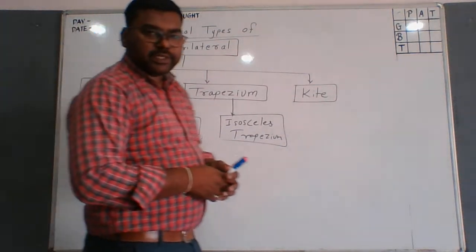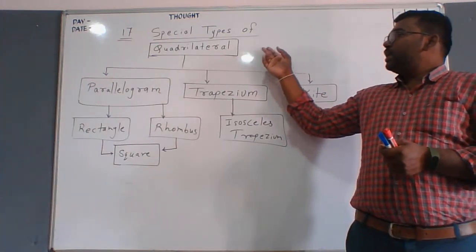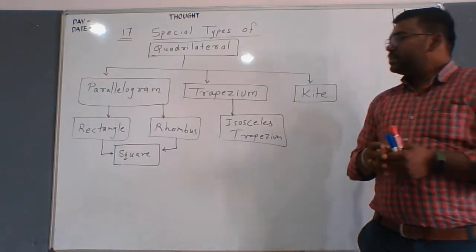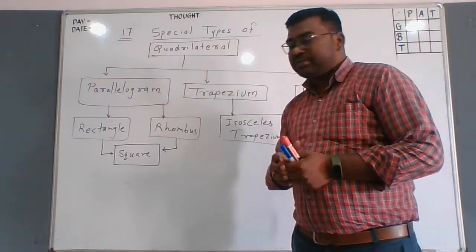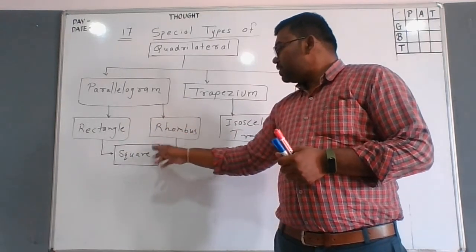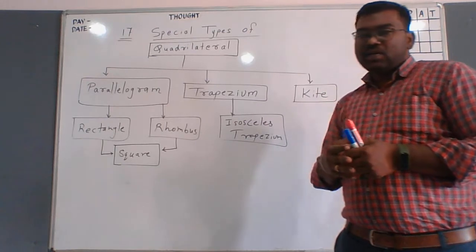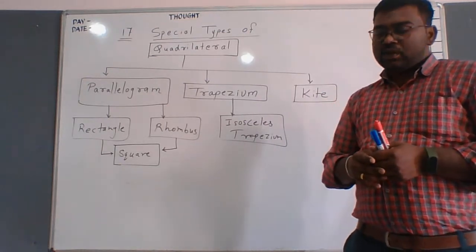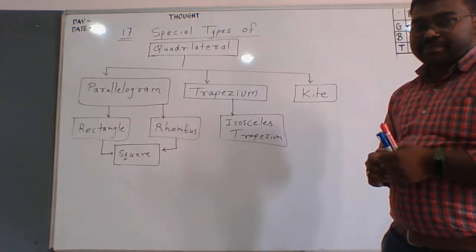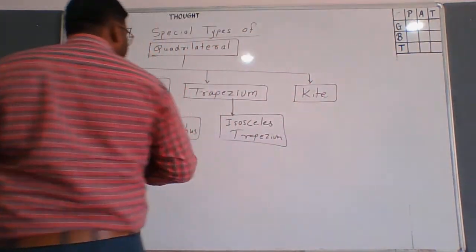Good morning, students. Yesterday, we started with the new chapter, special types of quadrilaterals. In this, we learned about the parallelogram, rectangle, rhombus, and square. We completed the parallelogram part yesterday. So today, we are going to discuss the trapezium. We will learn the properties of trapezium.